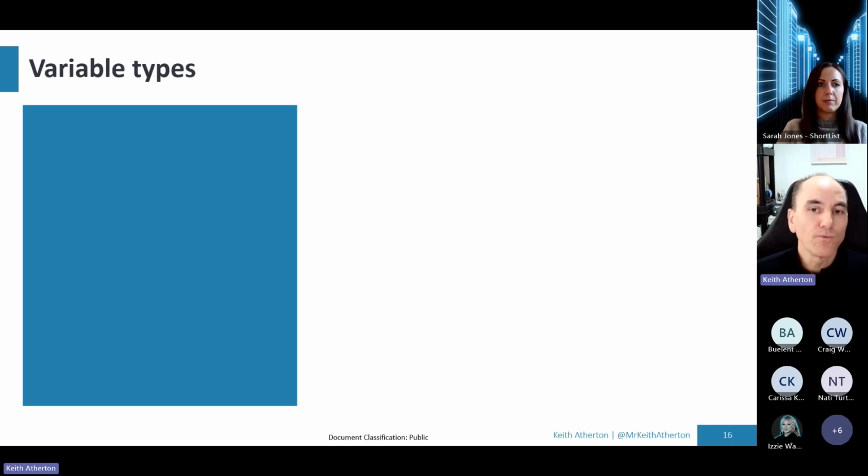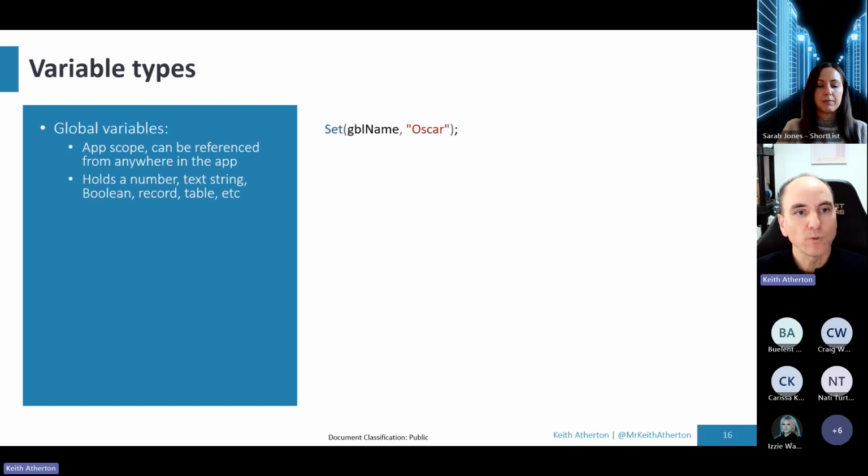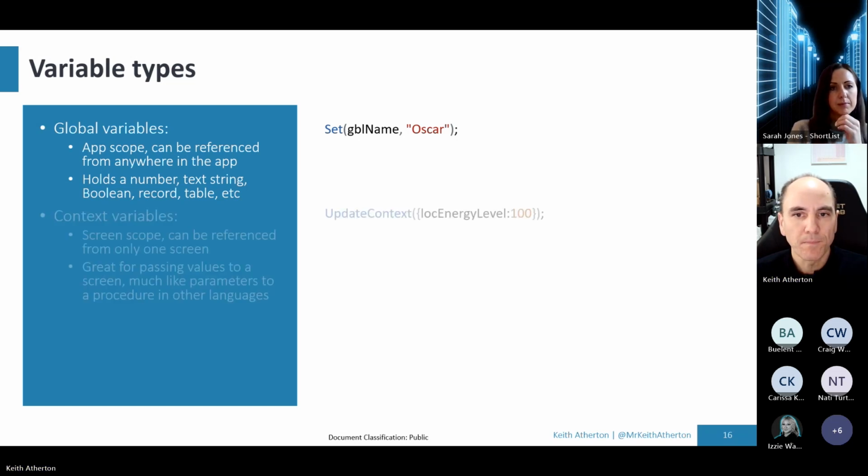Next up, we'll look at some variable types. We've got some global variables, which we've got an example there, setting global name to Oscar using the set function. Now, these have got an app scope, so we can reference them anywhere in the app, and we can store things like numbers, records, Booleans, and so on.